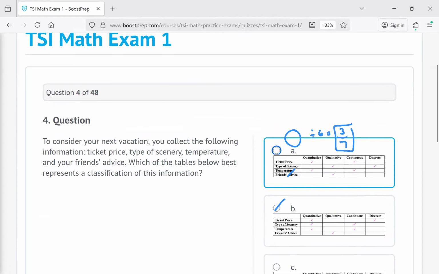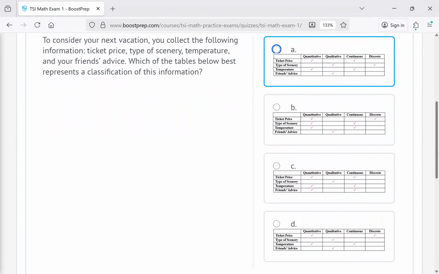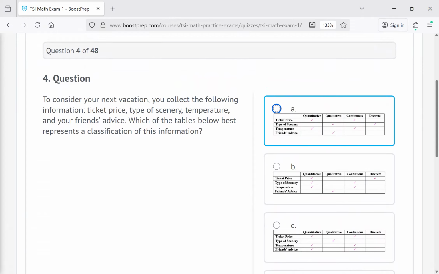Okay, this one. To consider your next vacation, you collect the following information: ticket price, type of scenery, temperature, and your friend's advice. Which of the tables below best represents a classification of this information? Is it A? It's really hard to see, but I think that's the most I could zoom in. A, where ticket price is quantitative, type of scenery is qualitative, temperature is quantitative, and friend's advice is qualitative. So what does quantitative and qualitative mean?